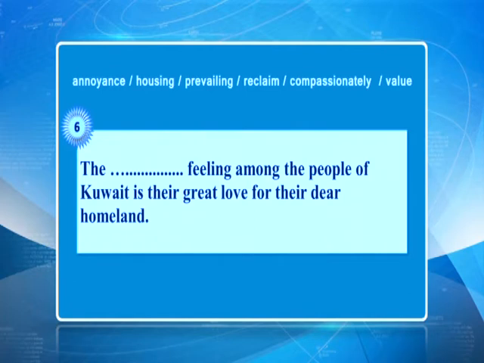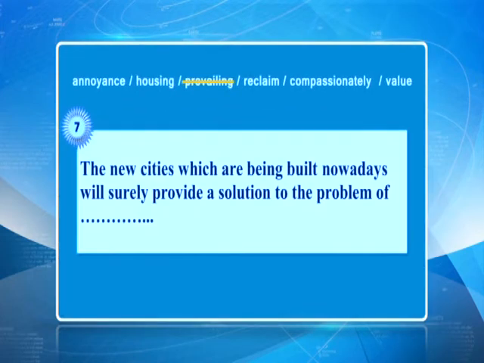So notice that my knowledge of grammar has helped me to identify the word to be used to fill in the sentence without even knowing the meaning of that word. So here the word is prevailing, and prevailing means widespread. So the widespread feeling among the people of Kuwait is their great affection and love for their dear homeland. All right? So let's go to the next sentence, which is sentence 7.